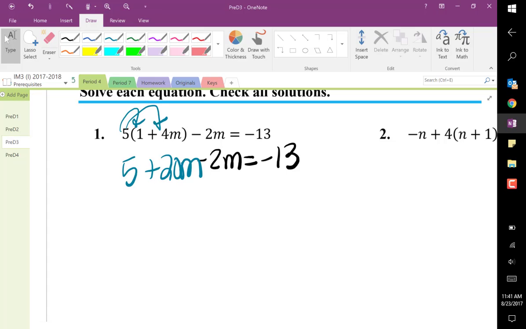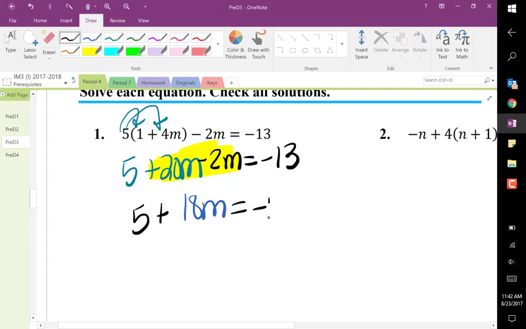All right, like Jake said, the next step is to combine like terms on the side if you can. Right here, I have m's. I can combine those. They're the same thing. I have 20 of something, and then I take 2 of them away. How many do I have left? 18. Good, I have 18m.